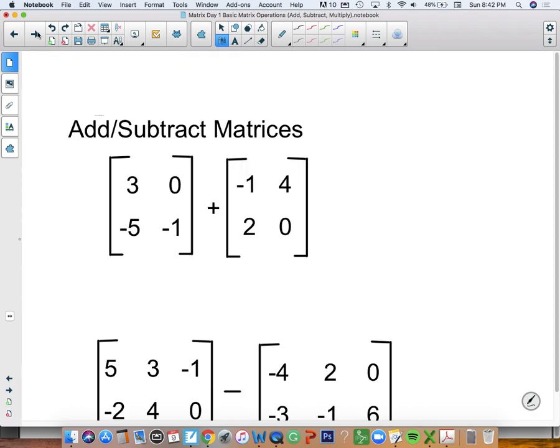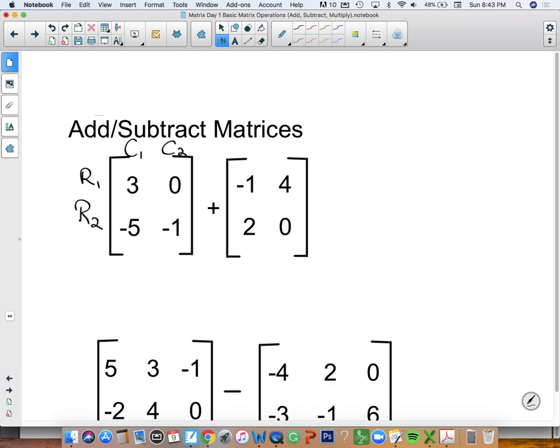So, before we start adding and subtracting matrices, okay, I want you guys to look at these 2 matrices here and tell the other people at your table what the sizes of each of them are. Okay, go. Hopefully you said they were both 2 by 2. Okay, because we have 2 rows and we have 2 columns. So it's just a 2 by 2.